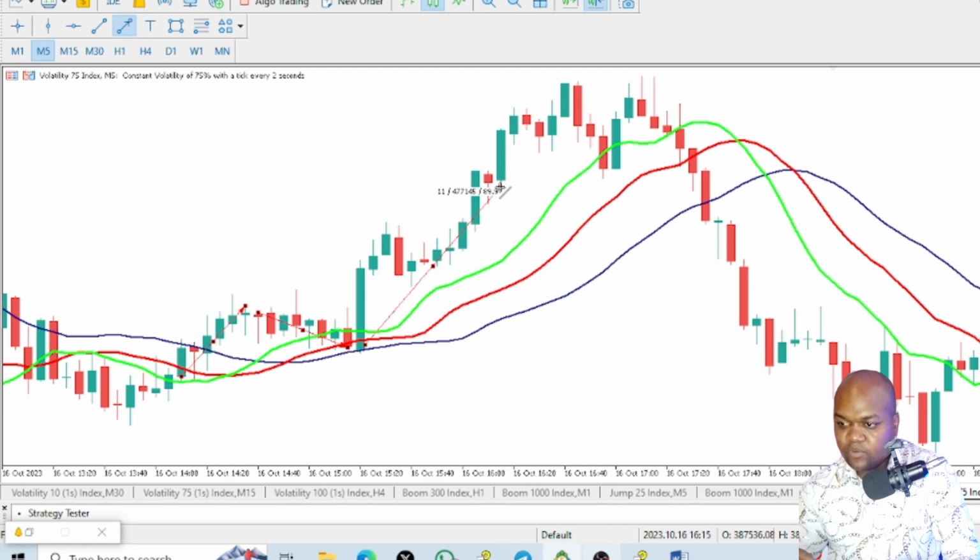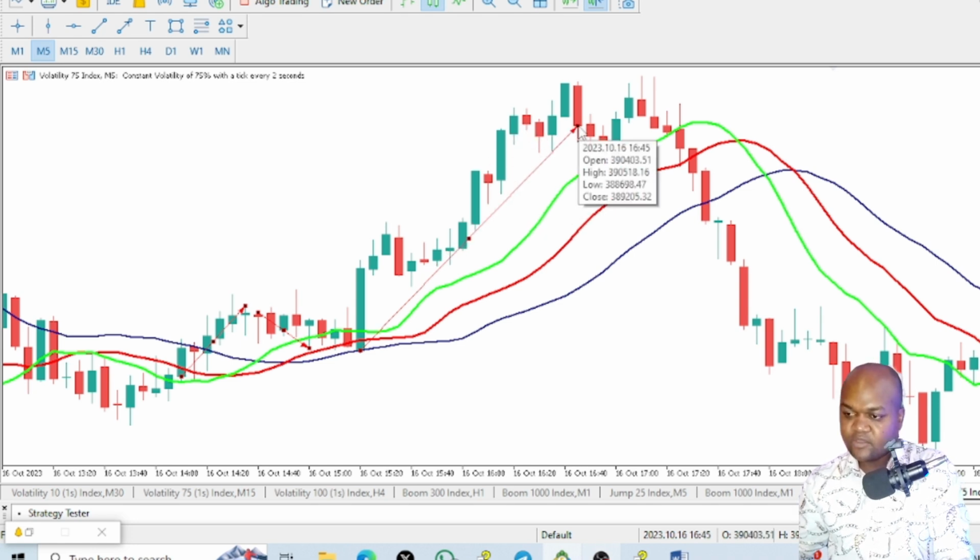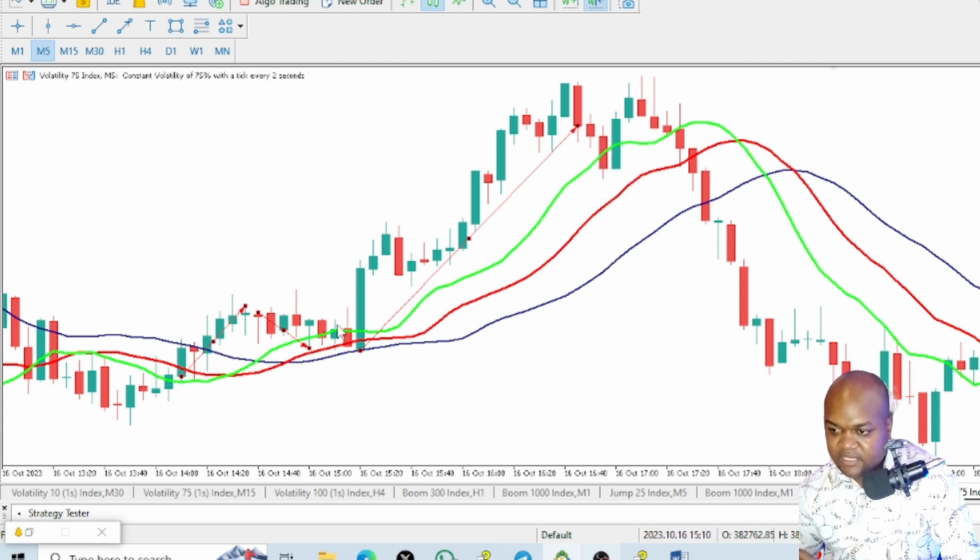So on this pullback, we want price to make a pullback on the green or the red line. The red line is one of the strongest. When comparing the green and the red line, you would want to take most of your trades on the red line. And then here we can see price made a pullback, and here we have a candle closing above. We see this one went below, then it closed above.